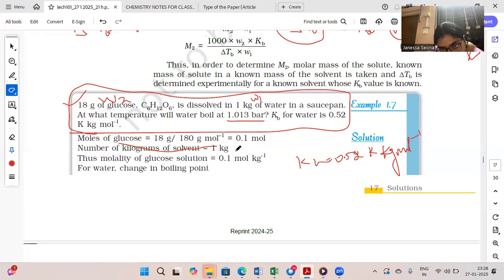We know the amount of glucose, that is 18 grams. From 18 grams, you can calculate the number of moles. Weight by molecular weight is the number of moles. We have the number of moles of solute, and molality is moles of solute per 1000 grams of solvent. Molality of the glucose solution is 0.1 moles per kg.